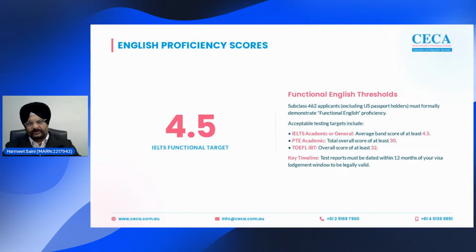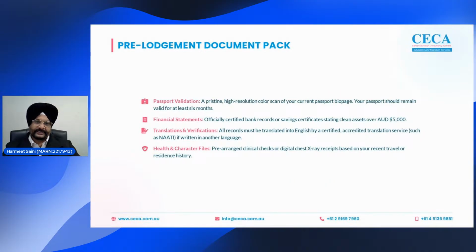English requirements, as I discussed: 4.5 functional English is required to apply for the subclass 462 visa especially. When you apply, you need your ID documents, your passports, your national IDs, and financial statements from your bank or saving certificates, minimum of 5,000 plus your travel fare. And if documents are in some other language, they must be translated by the authorized authority from your particular country.